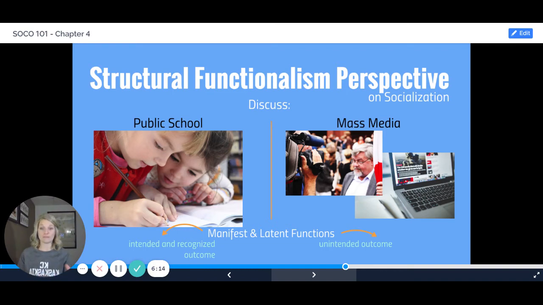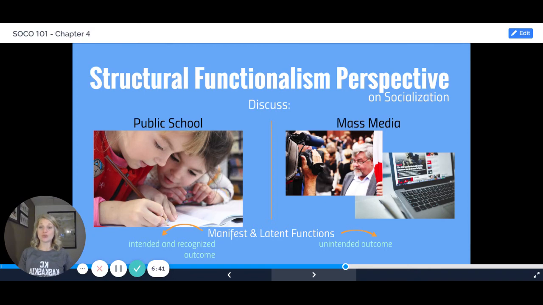Remember, that's a way to get information out to the public in a very easy way, to get a message out. Well, that's where we learn about the news. That's where we get educated. We get information out there about what's going on in our world. But there are also unintended outcomes that happen. Who controls the media? What message is getting out there?